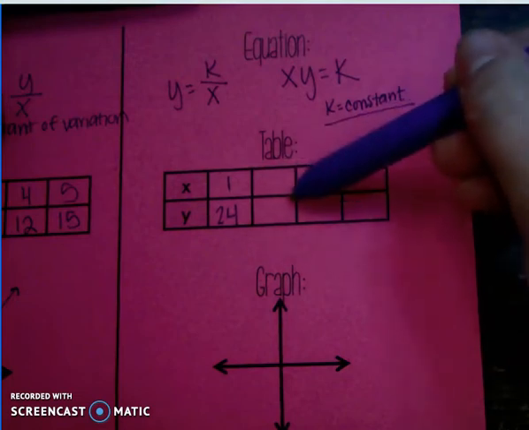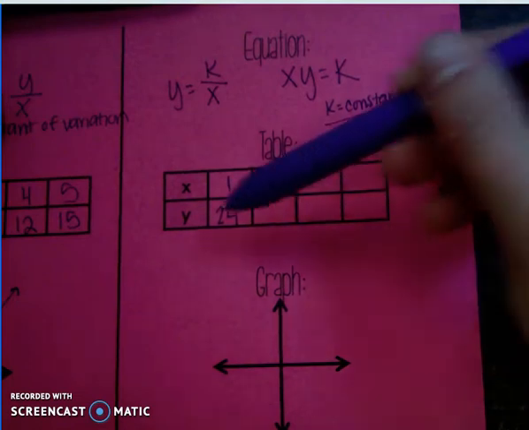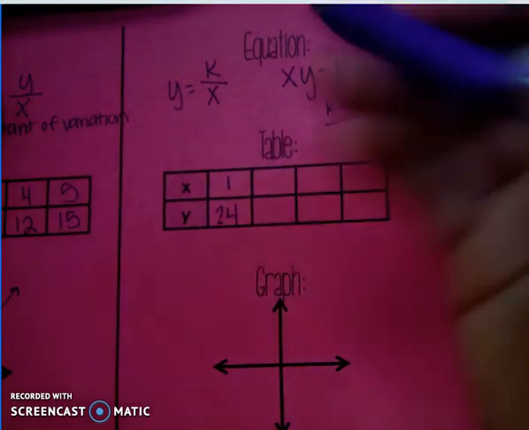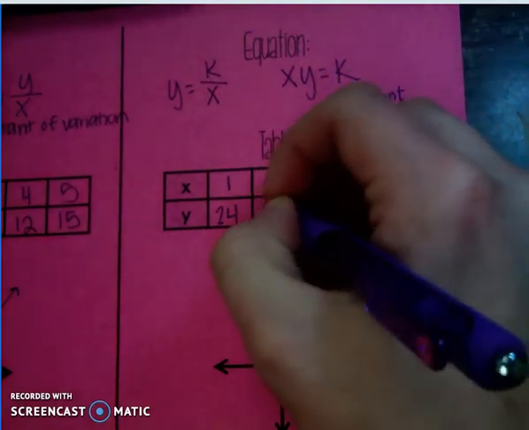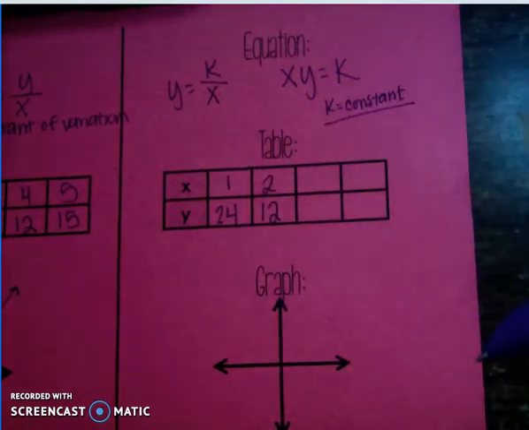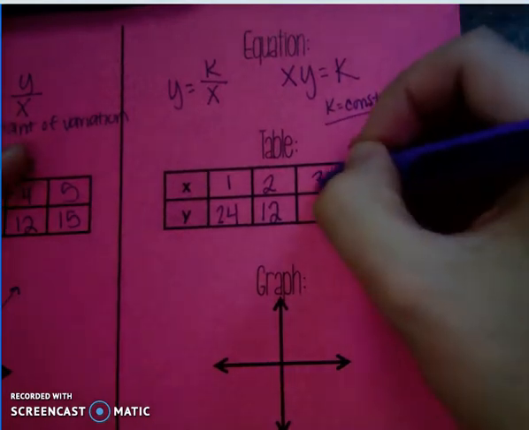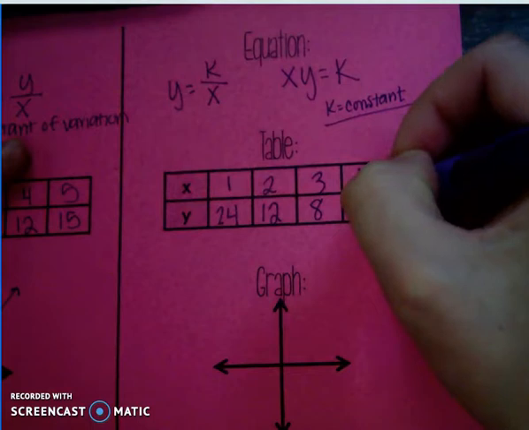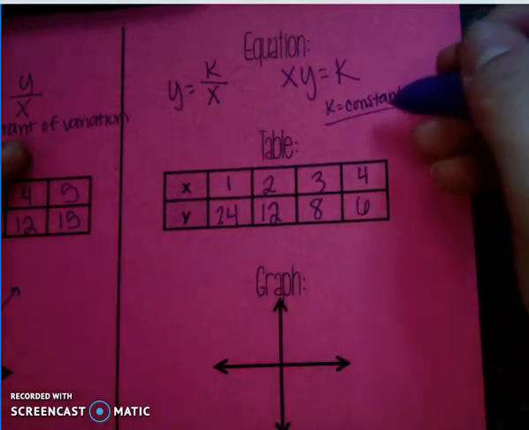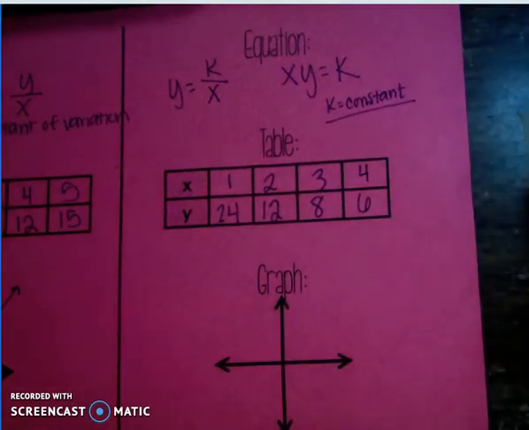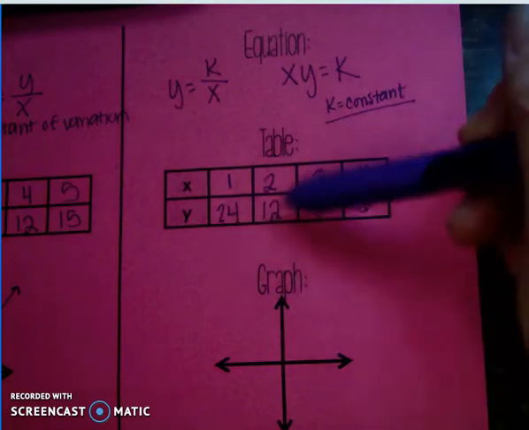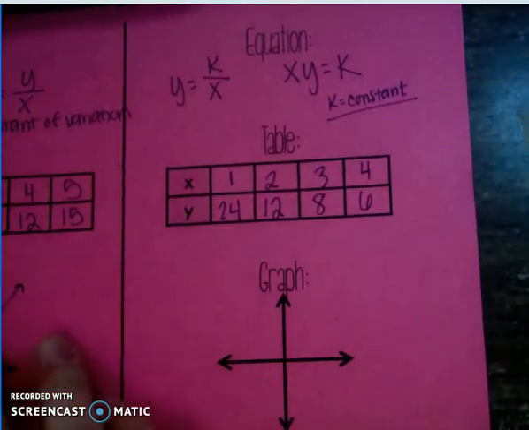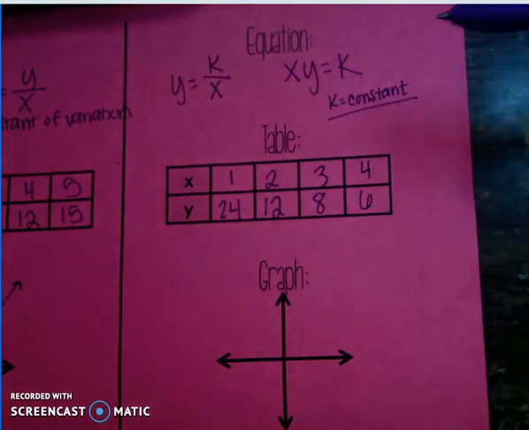Well, I need this constant to also be 24. What else can I have multiply? I could do 2 by 12, that constant is still 24. Or 3 by 8. Or 4 by 6. All have that constant of 24. Okay, so I'm multiplying here instead of dividing like I did with the direct variation.